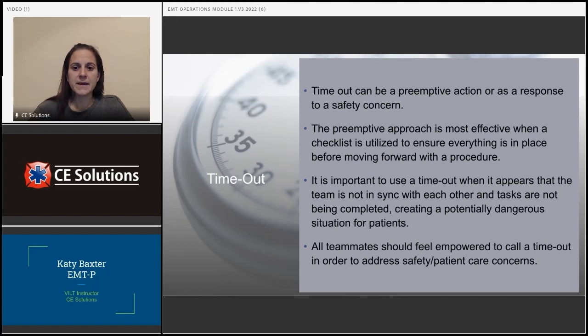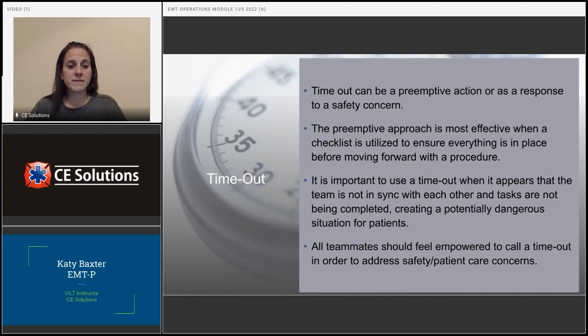So all teammates should feel empowered. I'll say it again. I can't say it louder for the people in the back row, but all teammates should feel empowered to call a timeout. This allows you to address safety and patient care concerns. Even if you feel silly, you're like, hey, timeout, is that correct?